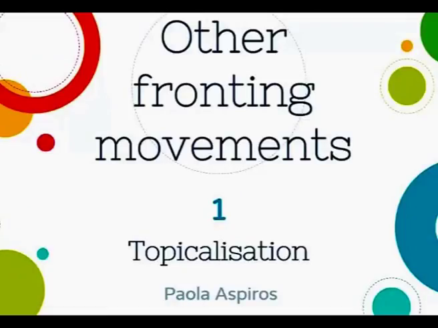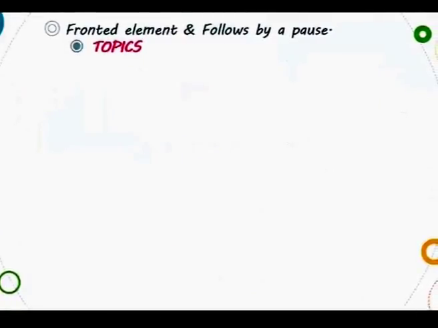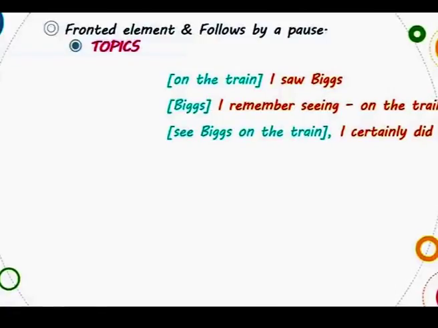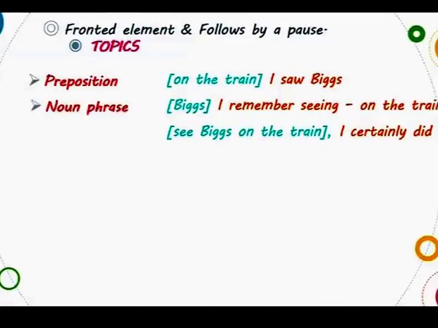Other front-end movements that we have: topicalization. They are the front-end elements that are followed by a pause. These are at the beginning of the sentence and are called topics. As we have seen here, three examples. The first one we have a preposition, the next one we have a noun phrase, and the last one we have a verb phrase. Why can we use this?